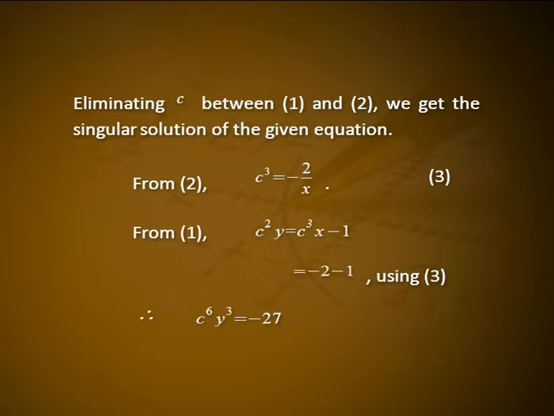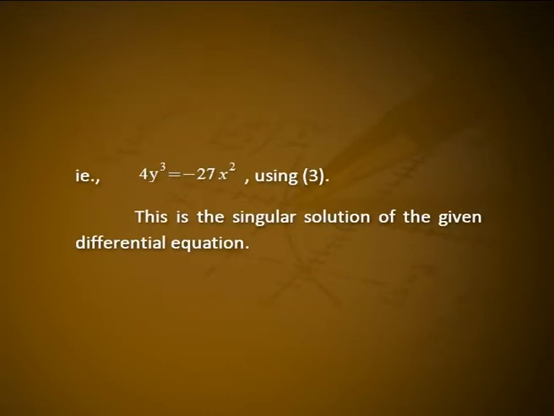From equation 2, c cube is equal to minus 2 by x. Let it be equation number 3. From 1, c squared y is equal to c cube x minus 1, which is equal to minus 2 minus 1, using equation 3. c raised to 6 y cube is equal to minus 27, that is 4 y cube is equal to minus 27 x squared, using equation 3. This is the singular solution of the given differential equation.